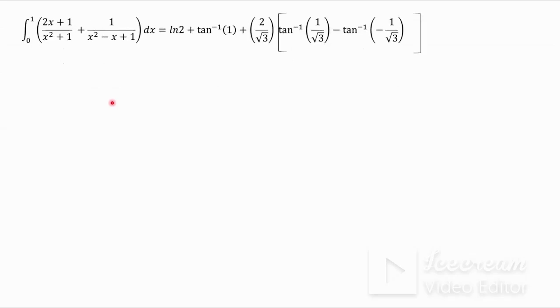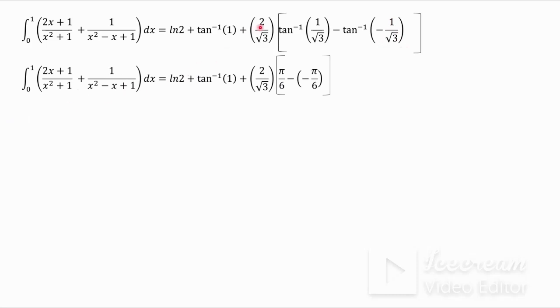Okay, writing back what we have, that is the integral from 0 to 1 of 2x plus 1 divided by x squared plus 1 divided by x squared minus x plus 1 dx to be equal to ln of 2 plus tan inverse of 1 plus 2 divided by square root of 3 times tan inverse of 1 divided by square root of 3 minus tan inverse of negative 1 divided by square root of 3. So we know that tan inverse of 1 divided by square root of 3 is pi divided by 6, and tan inverse of negative 1 divided by square root of 3 is negative pi on 6.